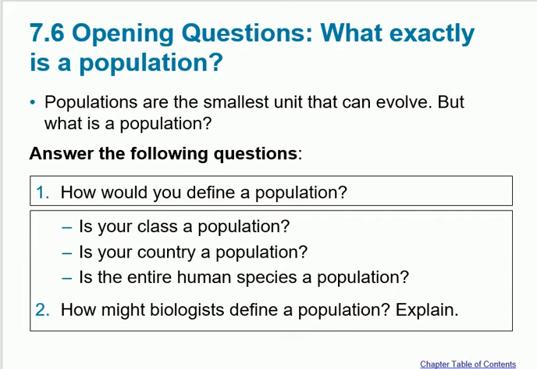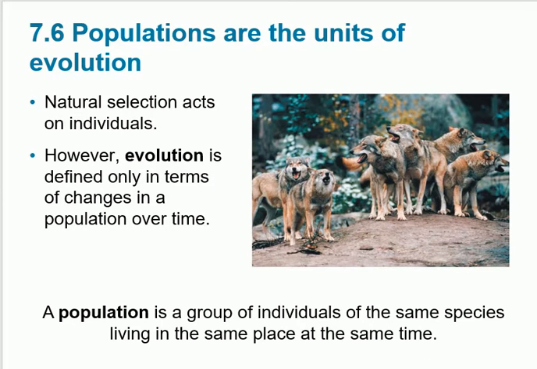Now we're talking about the population. What's the definition of the population? Population is the unit of evolution. I mentioned Tuesday that natural selection happens in individuals, but evolution happens in populations. Do we still remember this?